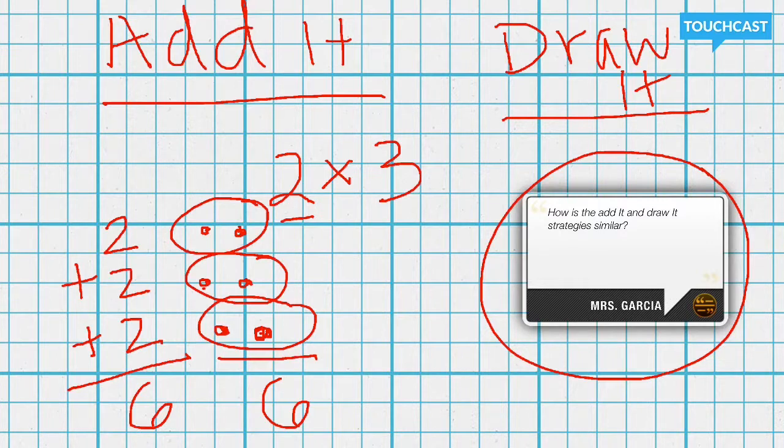It's also similar because they're both showing why 2 times 3 is 6 through a drawing, which is really, really good to be able to show what you know through drawings and numbers.